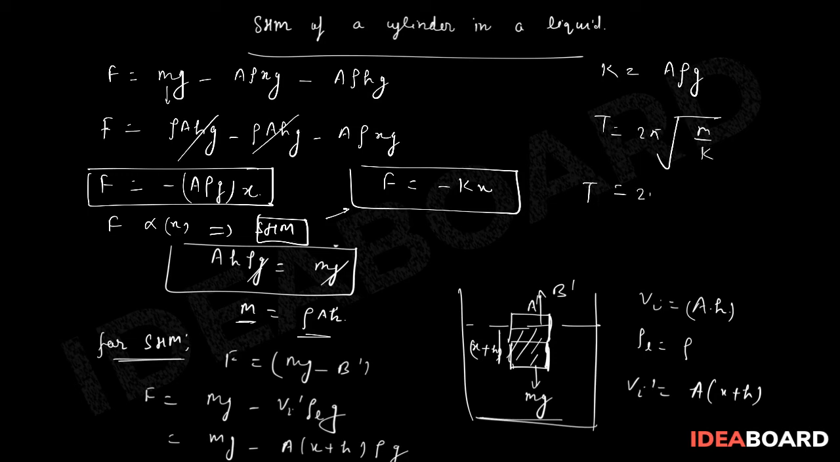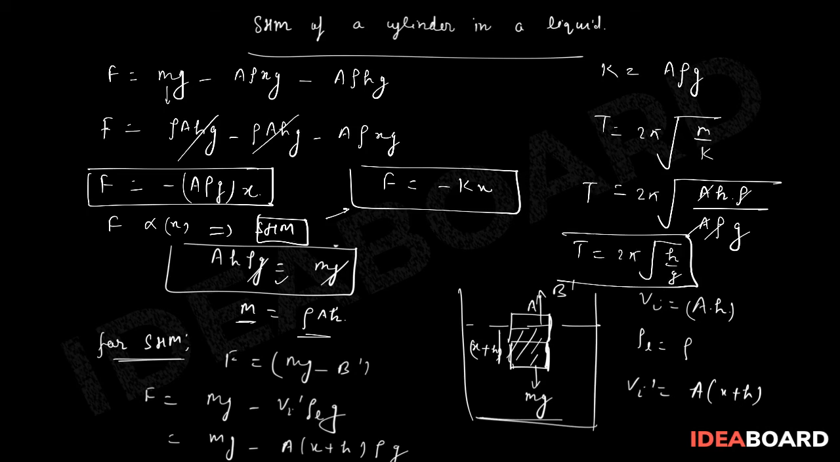If we substitute, T is 2 pi under root of m, the mass of this block, which we can substitute as A h into rho, divided by k, which is A rho g. So A and A cancel out, rho and rho cancel out, so T will be equal to 2 pi under root of h by g. This can also be the answer.